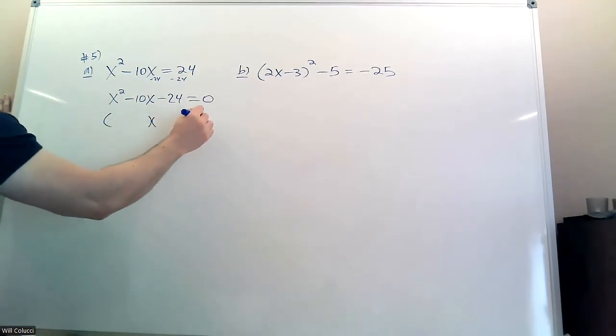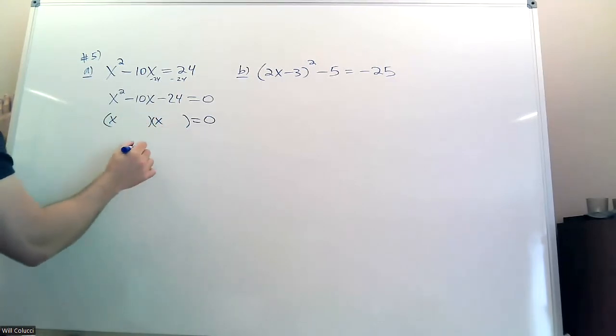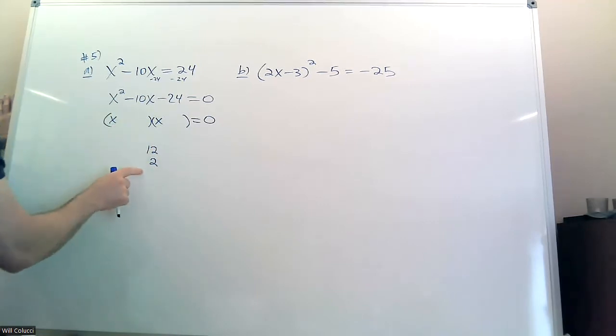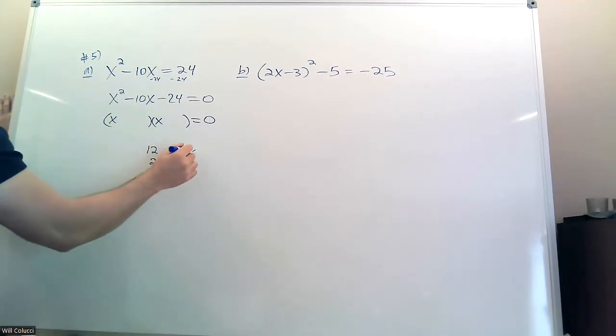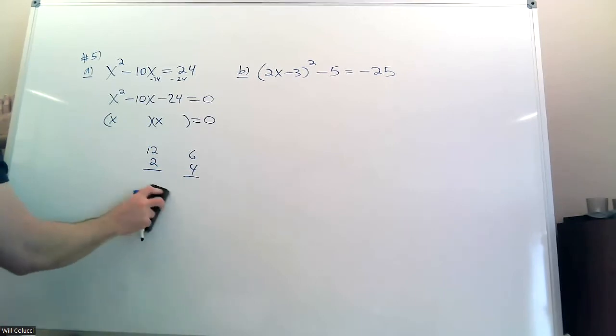Now, I could list all the pairs of 24, but I don't need to, right? If you try to make it 12 and 2, because certainly 12 take away 2 is 10. So you might think 12 and 2, or you might think 6 and 4, because 6 plus 4 is 10. So you're looking at these two pairs only, right? It can't be 8 and 3. They make an 11 and a 5, right? It can't be 1 and 24.